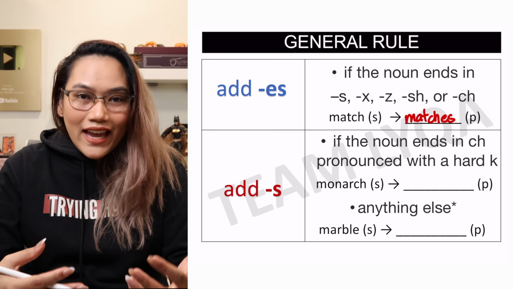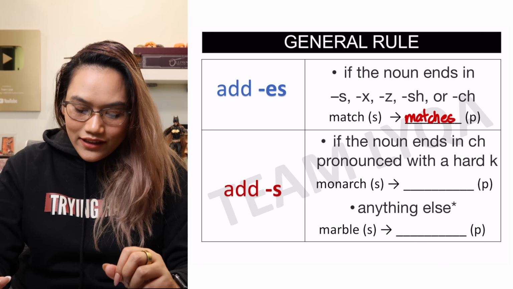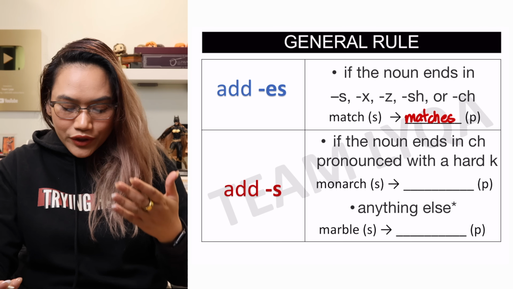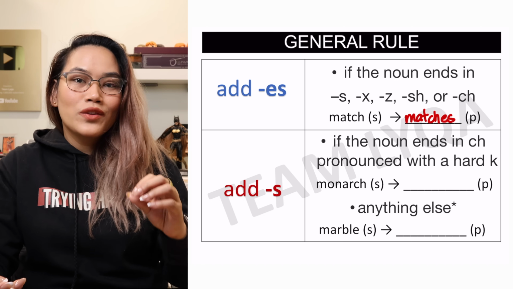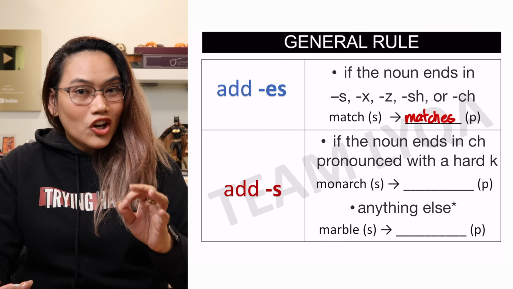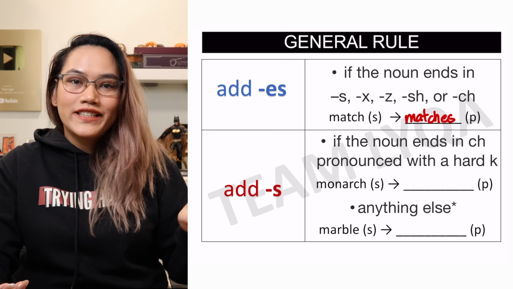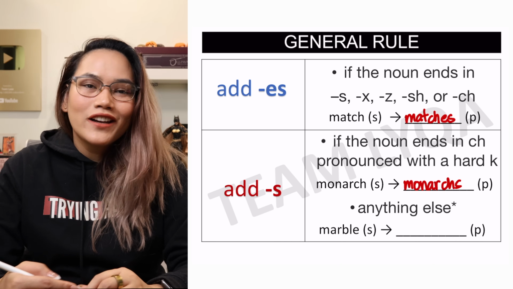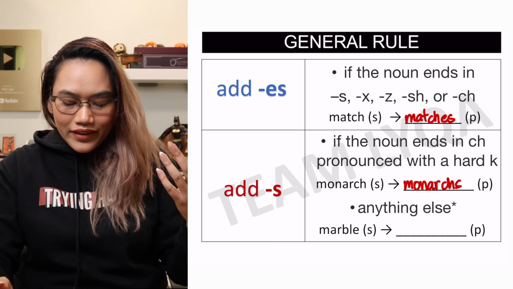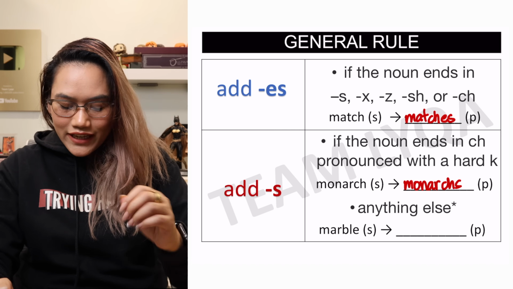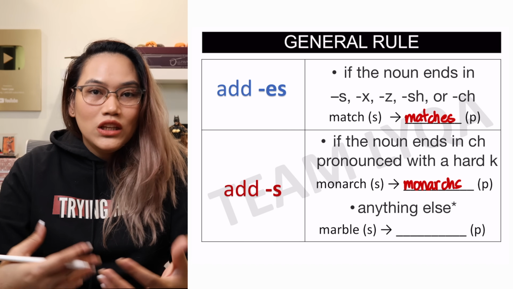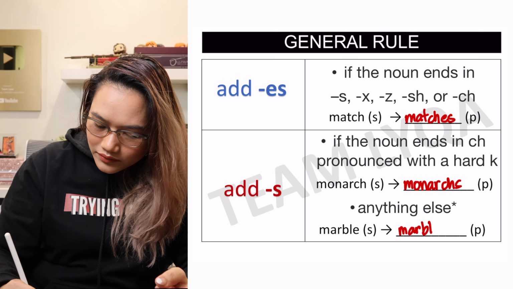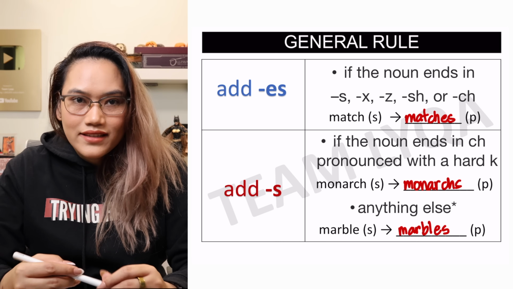Now, when do we just add an S? First, if the noun ends with a CH, but it's pronounced with a K sound, like the word monarch. Again, it ends with a K sound, monarch, not like match, which is our earlier example. This time, you just add an S. And this is the fun part. For everything else, adding an S would work. For example, the word marble, if we need to pluralize it, would just be marbles. Just add an S.